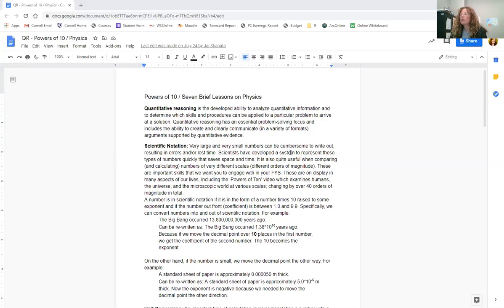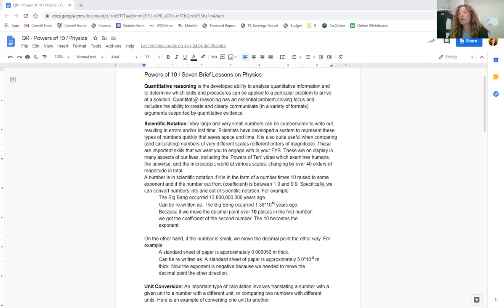I'm going to walk through some material with you from your introduction piece of the Powers of 10 and 7 brief lessons on physics, quantitative reasoning activity. So that means we're going to cover scientific notation and unit conversion. The actual introduction has some explanation here. You should see that now.